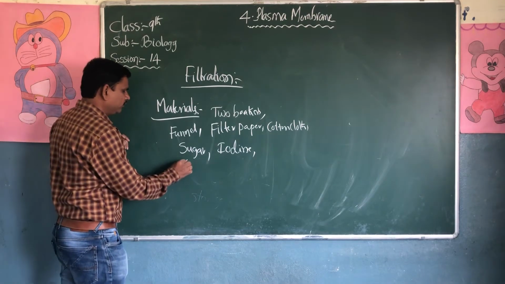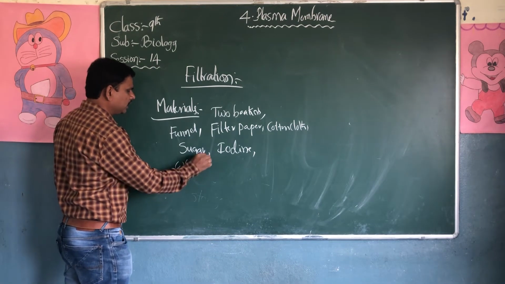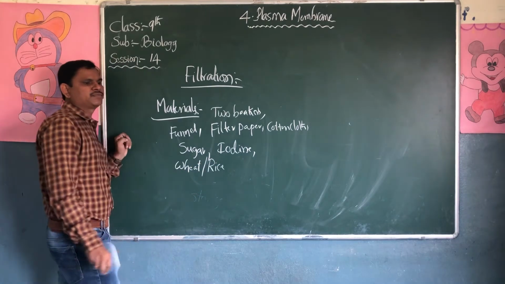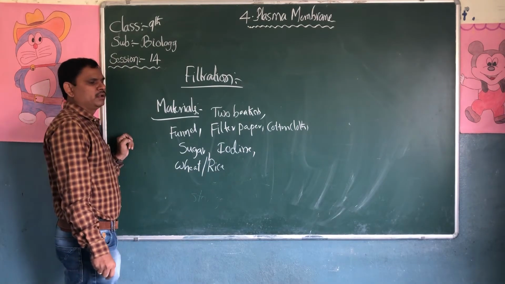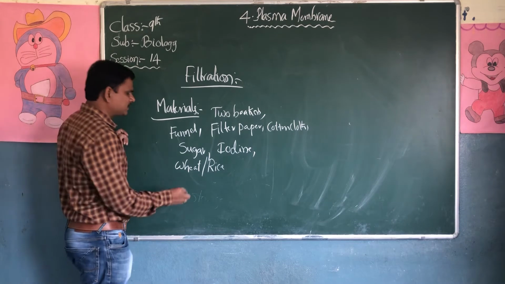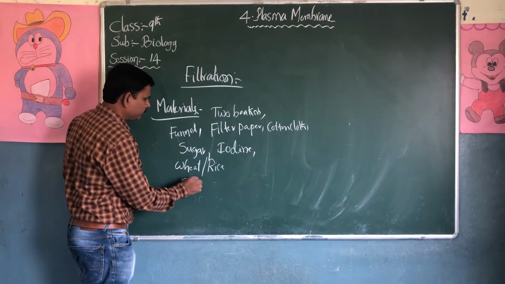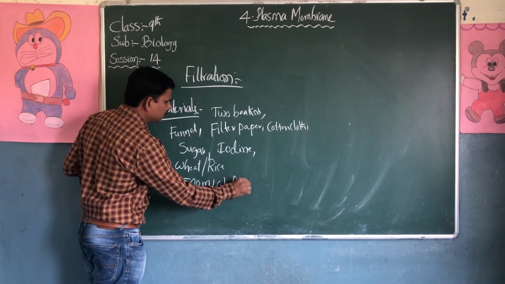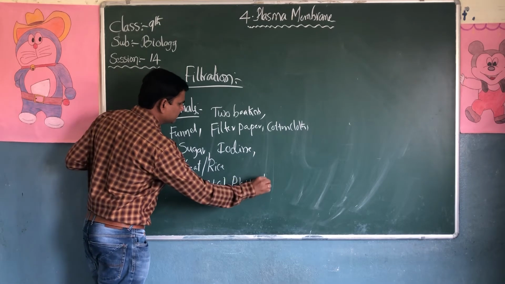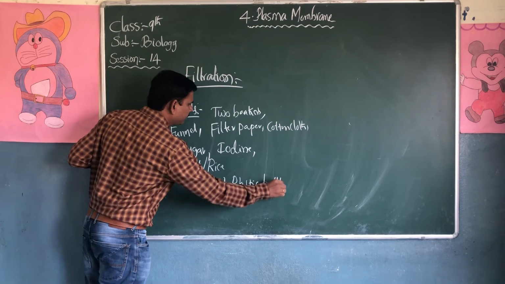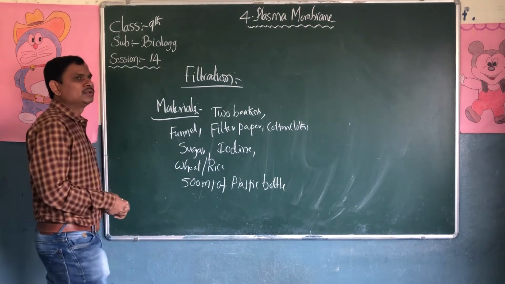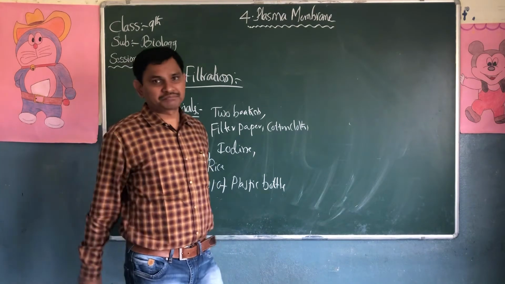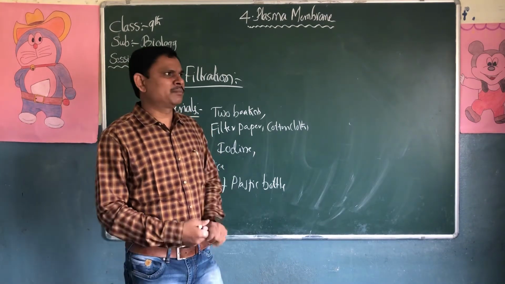We need wheat or rice flour, wheat or rice powder. And we need a 500 ml plastic bottle. We can prepare a funnel from this 500 ml plastic bottle. Our own funnel we can prepare.